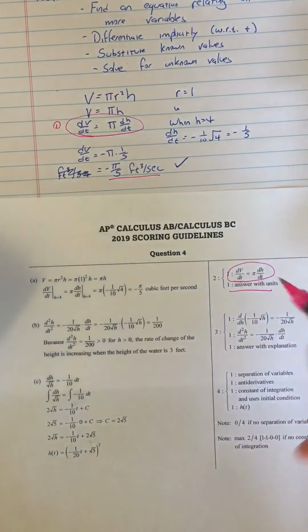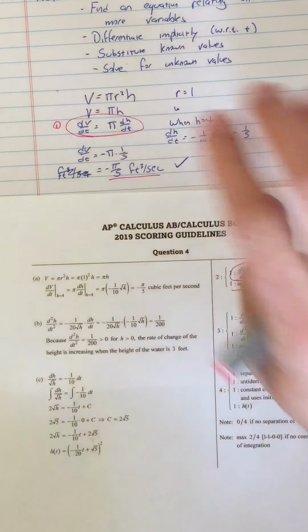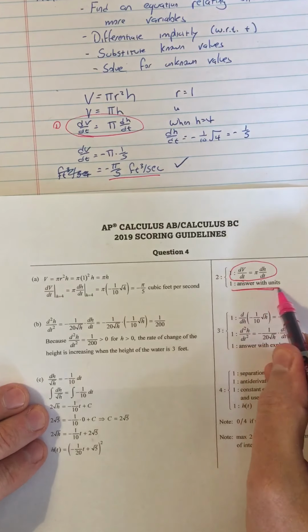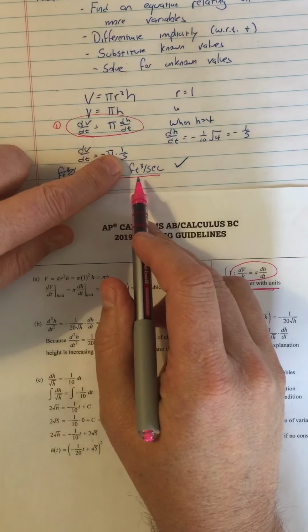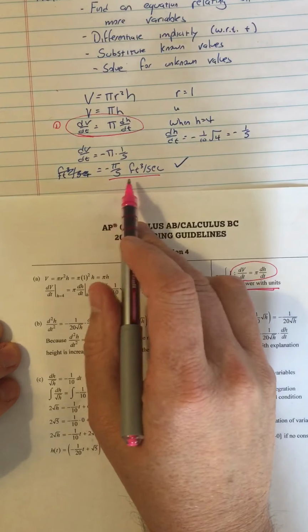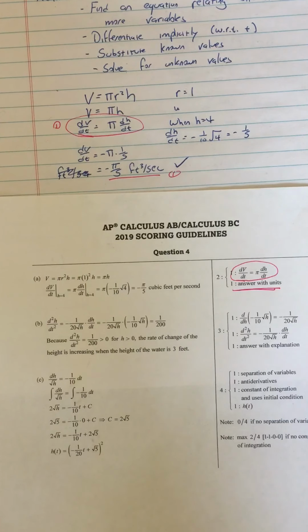If I left the units off, even if I got negative pi over 5, I get no point for that because I have to have the answer with the units. I have to have both those things to get that point. Or if I had the right units and I put pi over 10, I'm not going to get that point. So I have to have the right answer and the right units to get that second point.